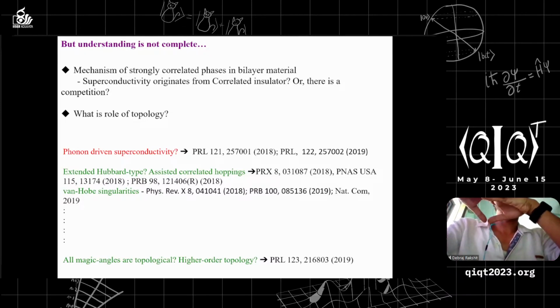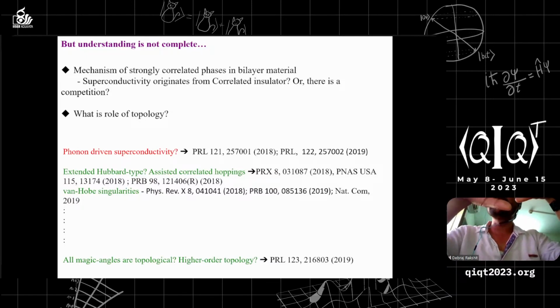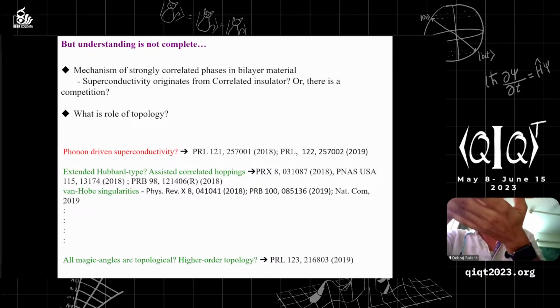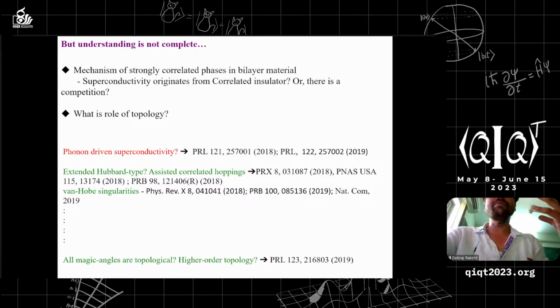These kinds of questions have been there, but this is a very complex system, so you just cannot do any so-called ab initio calculations. There have been different effective models, for example theoretical studies explaining them: is it phonon-driven superconductivity, or is it some extended Hubbard type, where in the extended Hubbard model there are ideas of assisted correlated hoppings and things like that?